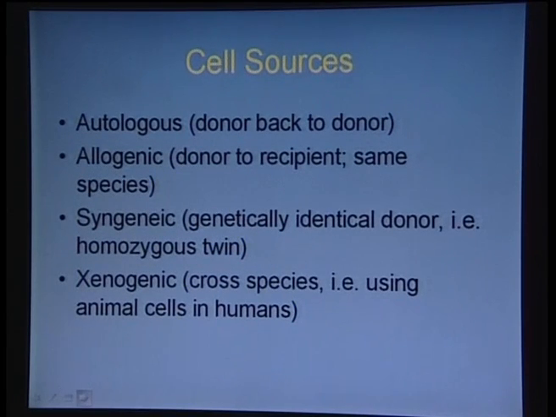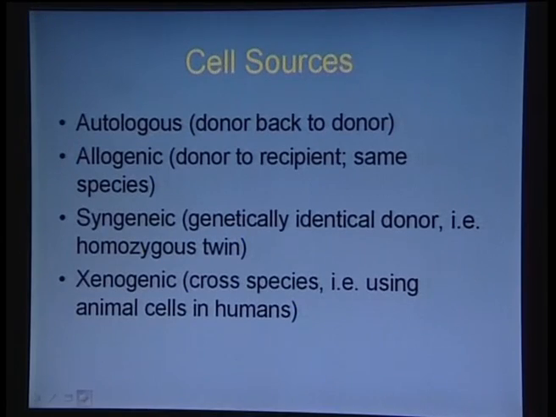Now, what are the cell sources? The first one is autologous. Autologous means donor back to donor: you are taking cells from the donor, you are not using them for another recipient, but you are putting them back into the donor. For example, suppose a person requires a skin graft at, let us say, the mouth. A surgeon can take some skin tissue from the thigh of the leg, culture it, and use it back in the same person. Then it is called autologous cells, that means same person to same person.